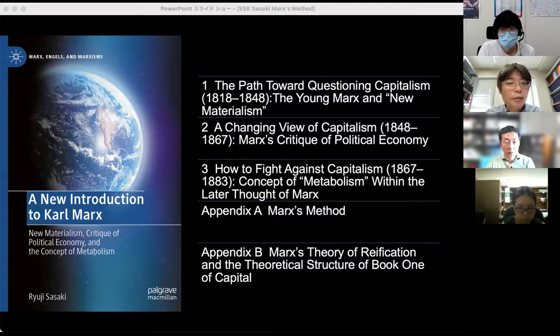Appendix A deals with Marx's theoretical methodology. Appendix B looks at the theoretical structure of Book 1 of Capital. The appendices are an opportunity to explain in more theoretical terms some points that could not be treated in detail within the book's main text, given its introductory nature. Today, I will talk about Marx's theoretical method, which is explained in the two appendices.